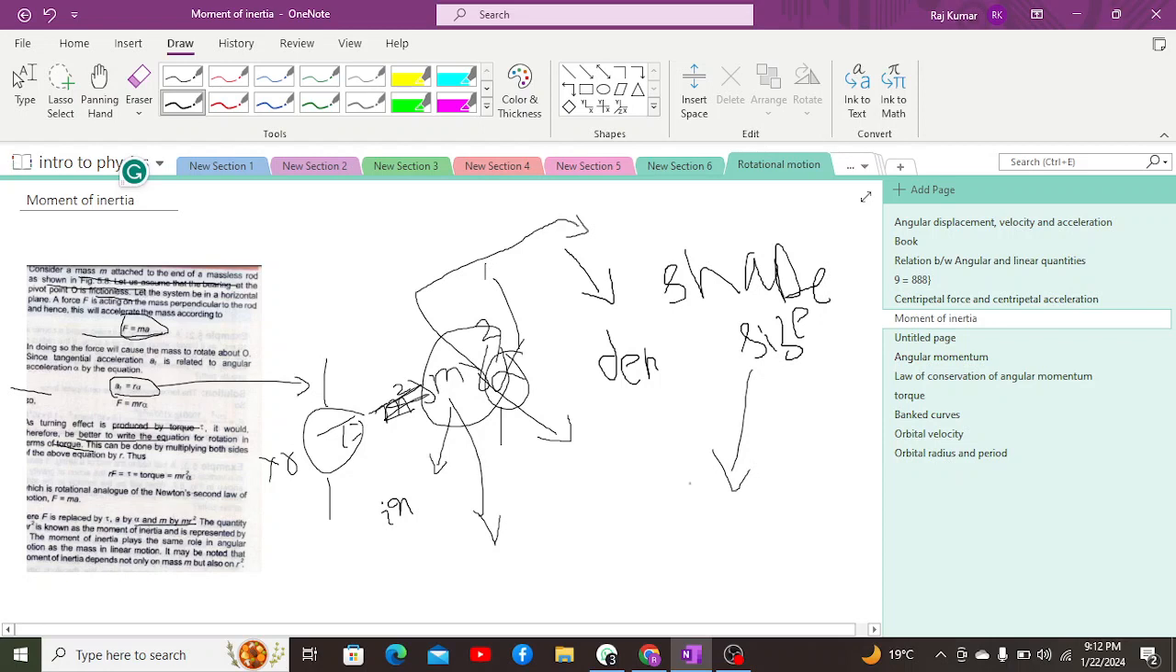Now, different objects, according to their geometry, have different moments of inertia. If the radius is increased, the moment of inertia is increased. And if the mass is increased, the moment of inertia is decreased.